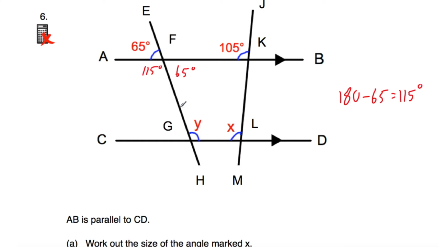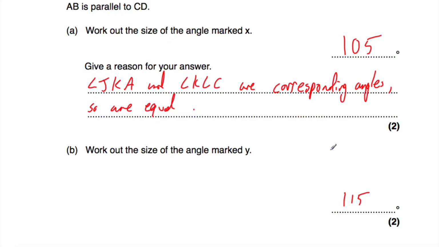So there's quite a few different approaches you could use to find the size of that angle y, and it's 115 degrees. And the question doesn't ask us to give any reasons, so that's it. We've completed it. Okay, let's look at our next question, question number 7.